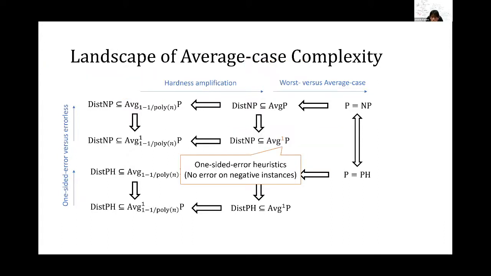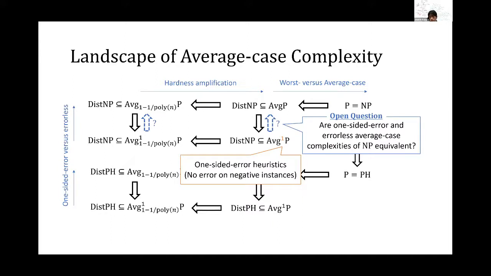Another important open question is the relationship between one-sided error versus errorless heuristic schemes. I'm going to use the notation Average superscript 1P to denote the one-sided error heuristic schemes. And one important open question is whether the one-sided error and errorless average case complexities of NP are equivalent. And we can consider a similar question in the case of pH.